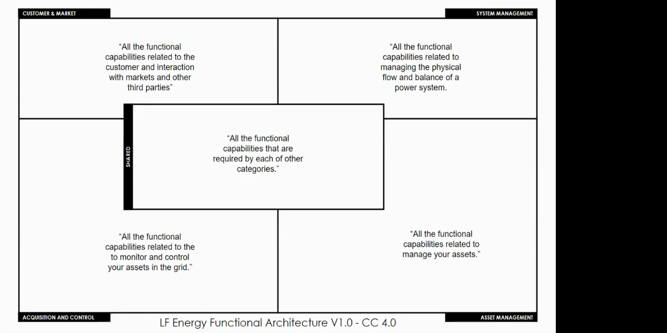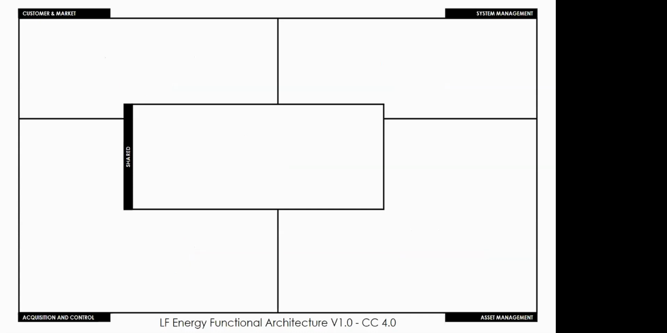In this category, we got all functional capabilities that are required by each of the other categories. And this is only the first level of the functional architecture. It goes 2 levels deeper, which I think will help to clarify. Each category also contains subcategories.